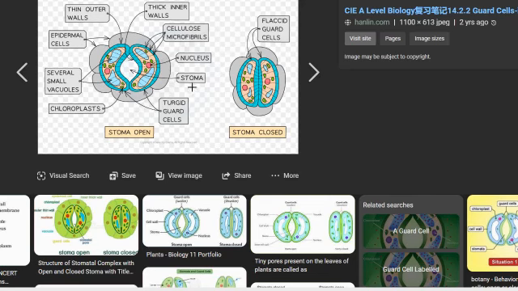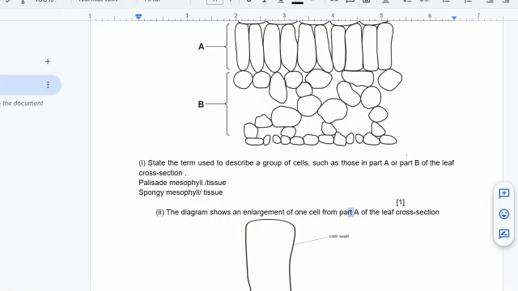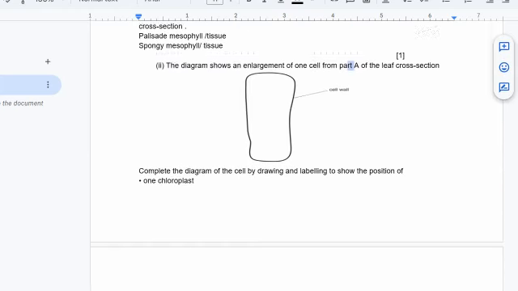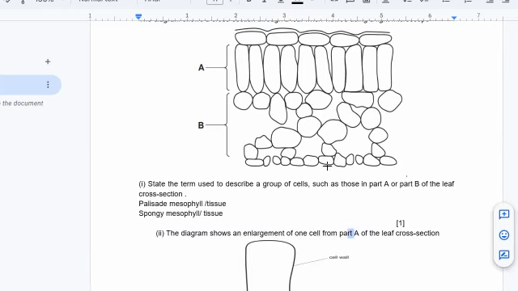The guard cells open and close the stomata, but the different thing is that the guard cell contains chloroplast, a nucleus, and a vacuole. So here you go. Now come back to the question. The question demands that you use a label line on the diagram of the cross section through a leaf to name and label one cell in the lower epidermis that would also contain chloroplast. In the epidermal cell there is no chloroplast, only the nucleus is present, but in the guard cells the nucleus, the chloroplast, and the vacuole are all present.